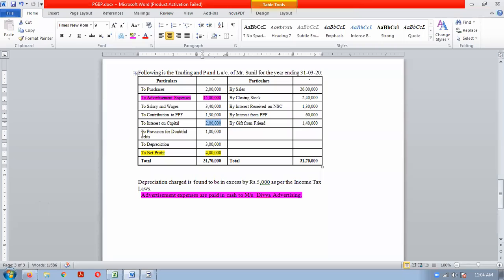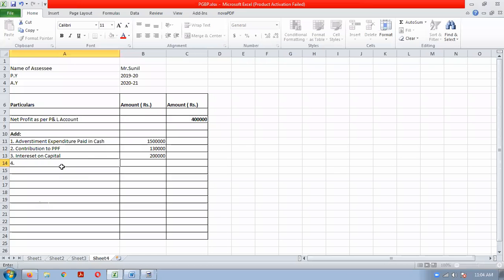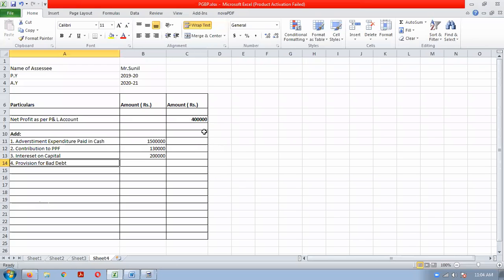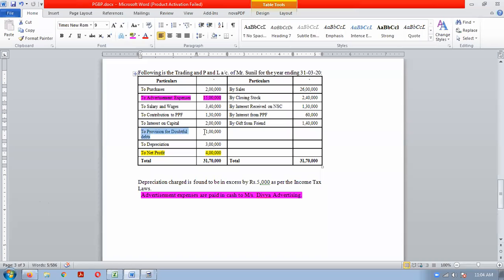Next adjustment, say provision for doubtful debt. Provisions are disallowed because provisions are not actual expenditure. Provision is disallowed. Provision for bad debts. Because provision means you are making estimation that some of your debtors will not pay. Okay. So actually it is not like that. You are just making an estimation. So income tax will not allow estimated expenditure. Expenditure should be actual. Okay.